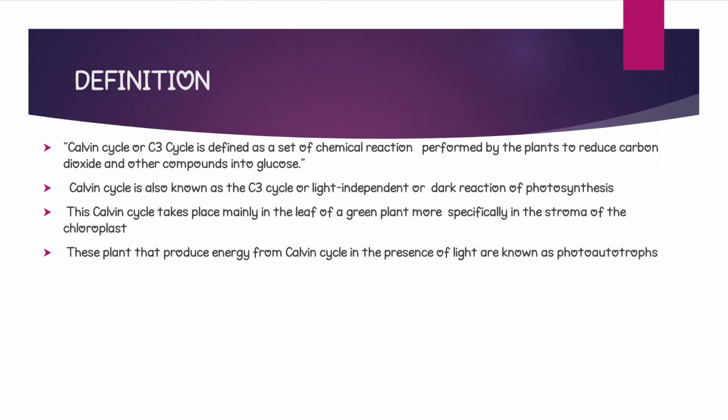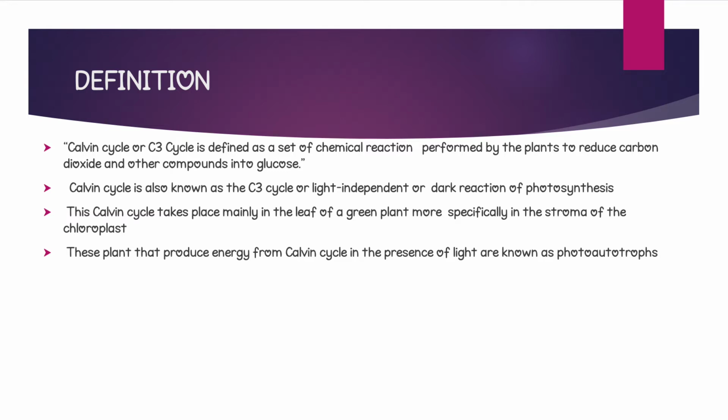Why do we call the dark reaction the C3 cycle? Because it contains the first stable compound, phosphoglyceric acid, a 3 carbon compound. So it's called the C3 cycle. It is also called carbon fixation, because carbon fixation occurs in this cycle, so it's called the carbon fixation cycle.